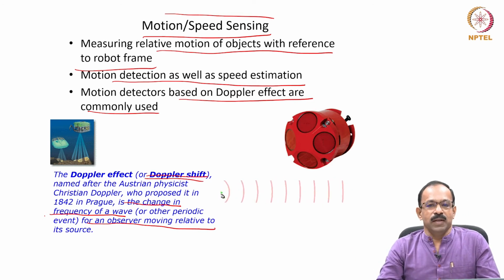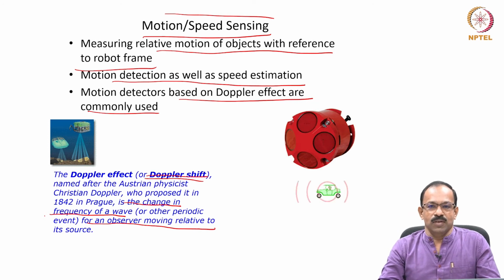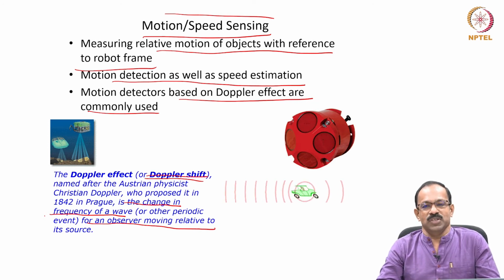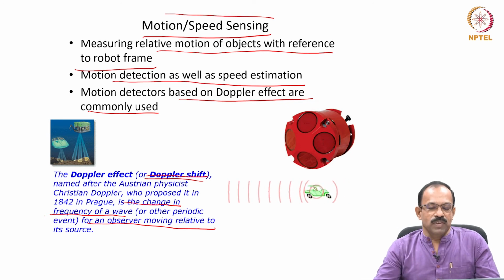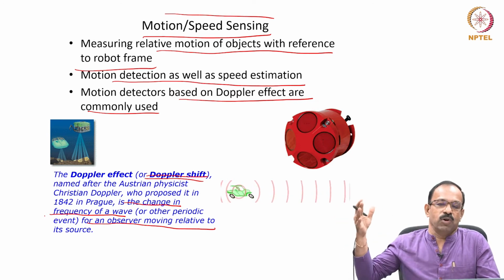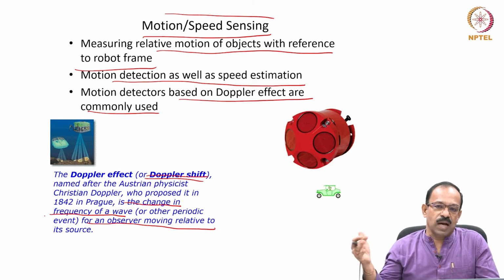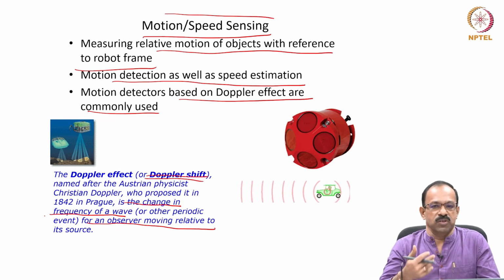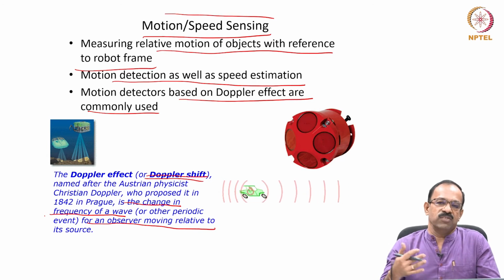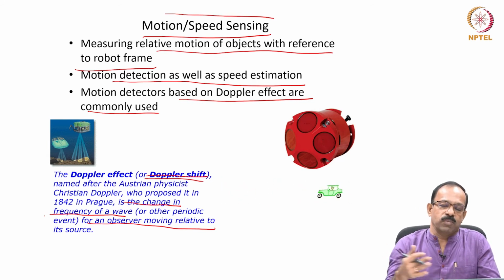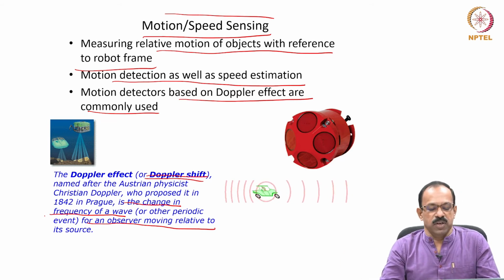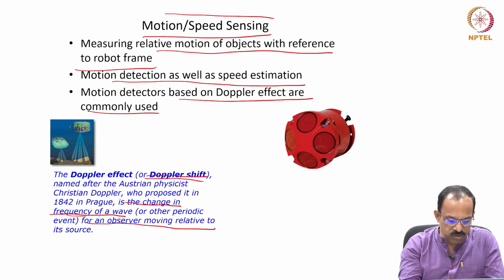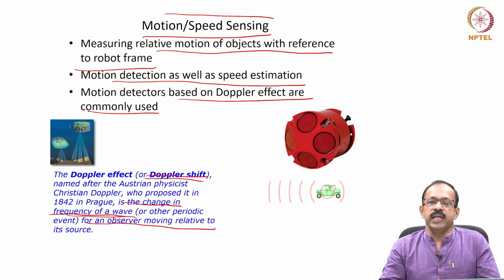This is very typically seen when you are standing on the road at a bus stand or some other place, and there is an ambulance passing by. When the ambulance is quite far away, you will hear the sound with a particular frequency, but as it comes closer to you, you will hear it in a different frequency. The frequency shifts as it comes close to you and passes. This is known as the Doppler shift, the change in frequency of a wave moving relative to its source.